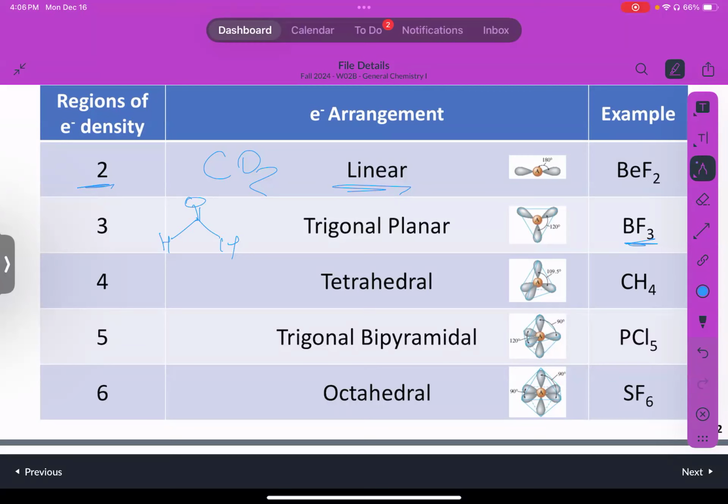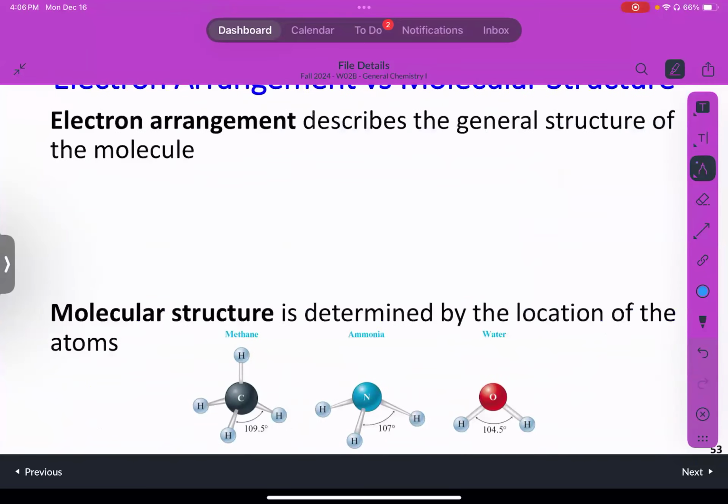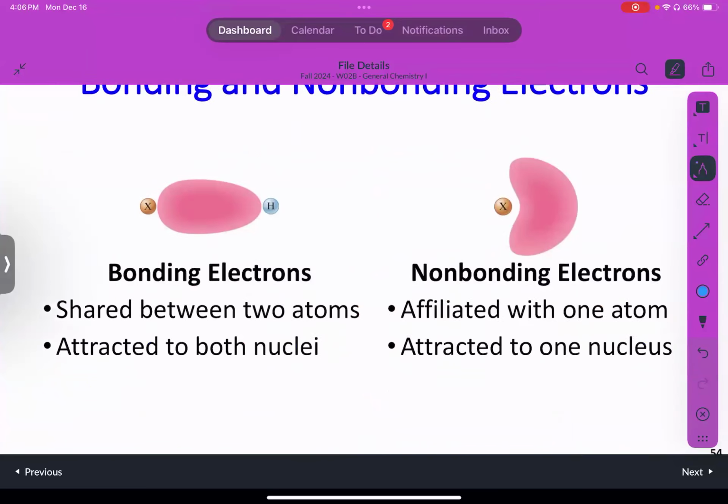Silicon tetrahydride is also good. Something with 4 electron densities. None of these have lone pairs. This one with 5 is PCl5, and SF6 is octahedral. These are the ones without any lone pairs, and everything with lone pairs branches off of this. Electron arrangement is really important.